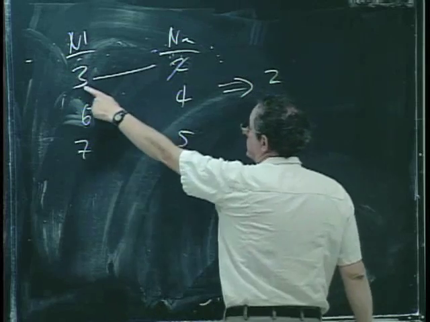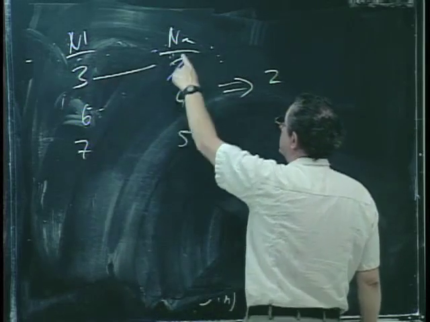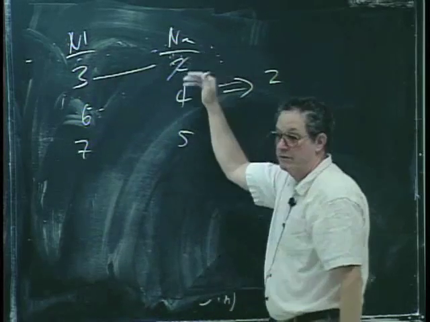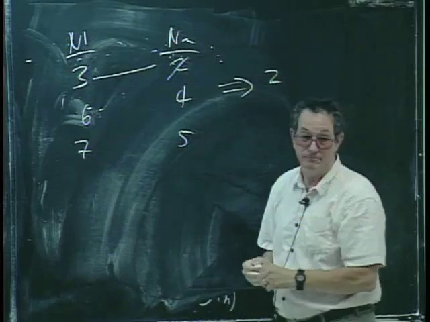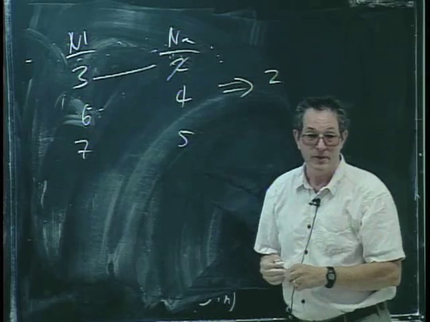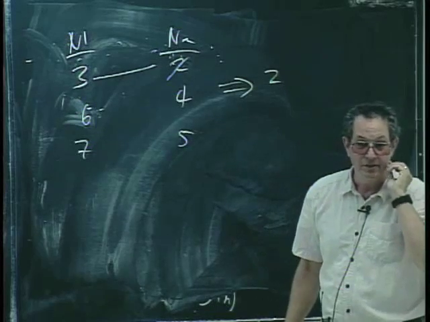Then this is the first element now of N1, and this is the first element of N2. After you do a removal, you have a new first element or top element. New indexes? Sorry, new index?